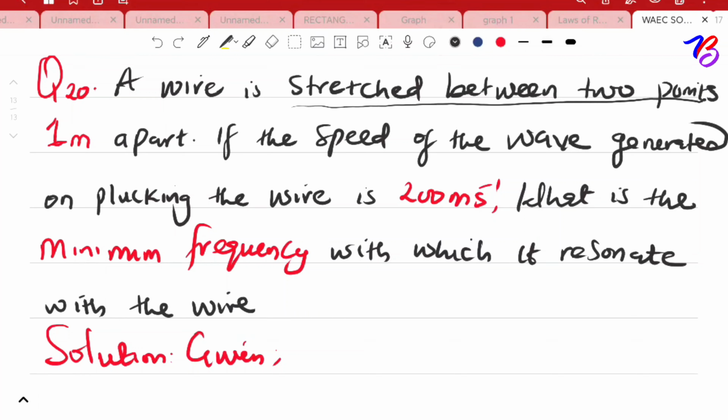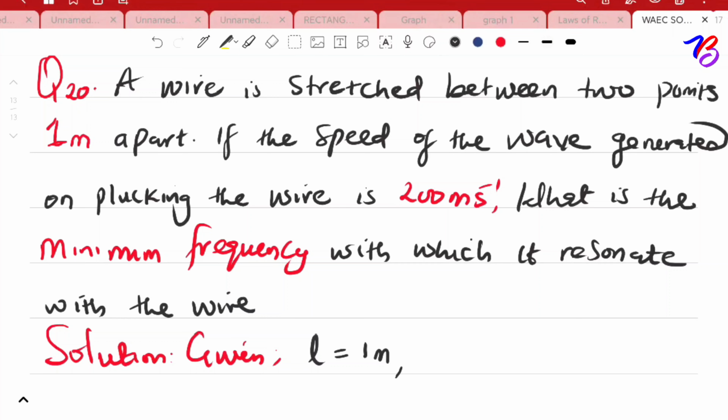The first is the distance stretched, so it becomes length. Distance is in meters, length is also in meters. So our length is equal to 1 meter. Is that clear? The first triune component.